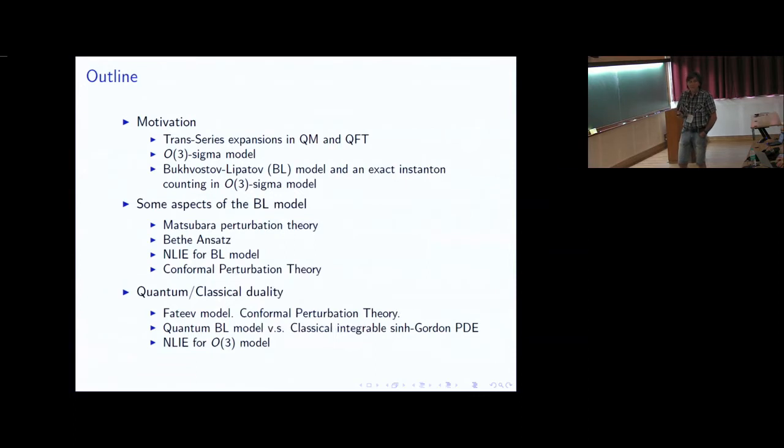So that is a kind of intro, and it will take about half of my talk. But then we'll discuss certain technical details concerning the Bukhvostov-Lipatov model, including the Bethe ansatz equation. This model can be solved by means of the Bethe ansatz. But the main tool for performing the exact resummation will be the so-called quantum-classical duality. And I will try to explain how this duality can be applied for resummation.